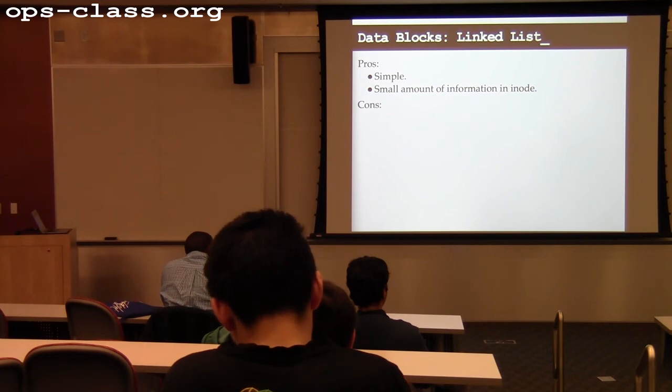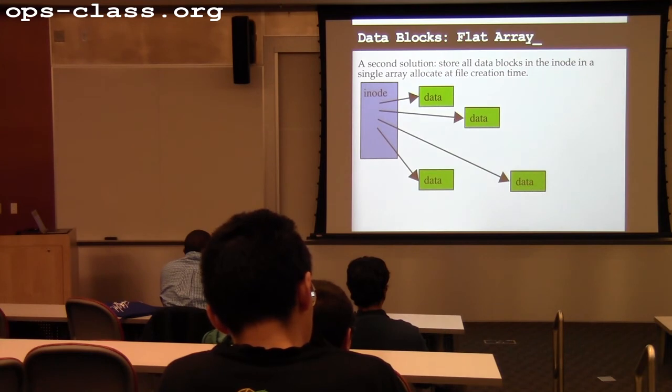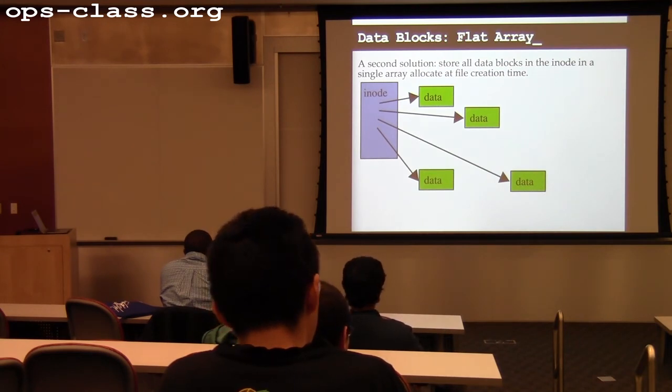But the point is that in general, to look up an arbitrary block in the file, I have to start from the front and walk the file all the way till I get to the point where I want. And as files get bigger, this becomes more and more inefficient. So offset lookups are O(n) in the size of the file. All right. So this is starting to feel like VM data structures all over again.